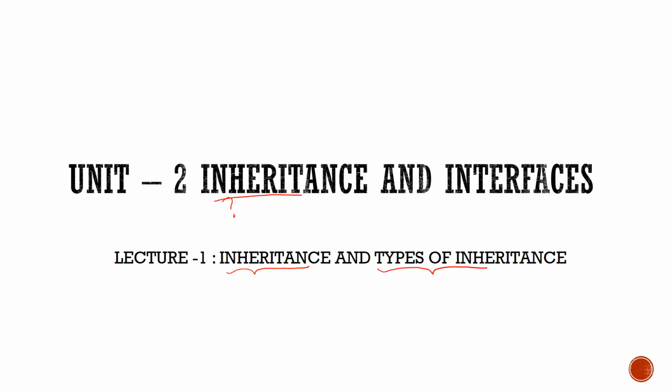Suppose, let's say there is you and your father. If you're acquiring the characteristics of your father, then it is called inheritance. So what you're doing here, you're acquiring some of the characteristics of your father. That is called inheritance. Keeping this idea in general, we'll move on to the next slides.